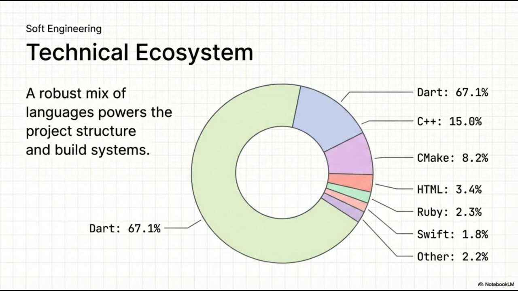Our technical ecosystem is driven by a robust mix of languages that form the foundation of our project structure and build systems. Dart serves as the primary language, accounting for 67.1% of the codebase. This core is complemented by C++ at 15% and CMake at 8.2%, which are instrumental in managing our build processes. Smaller but essential portions of the project utilize HTML, Ruby, and Swift to address specific cross-platform requirements and automation tasks, resulting in a diverse and highly functional development environment.